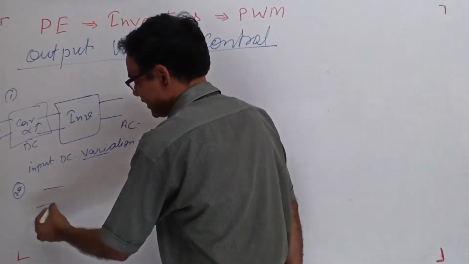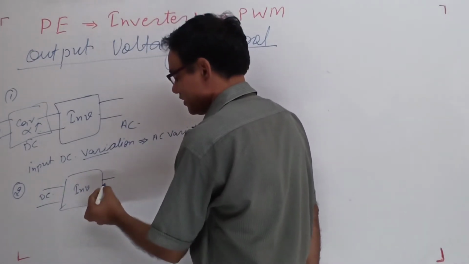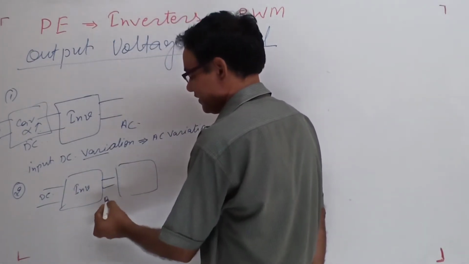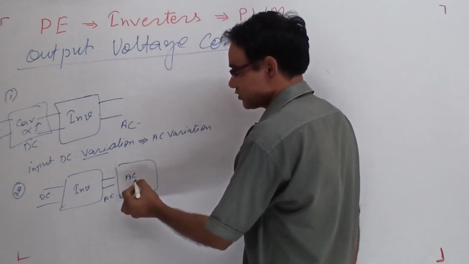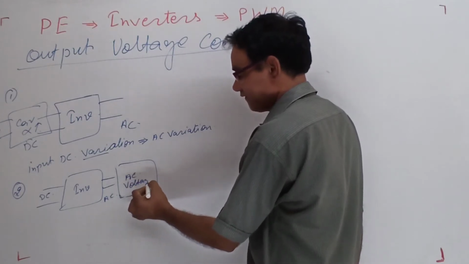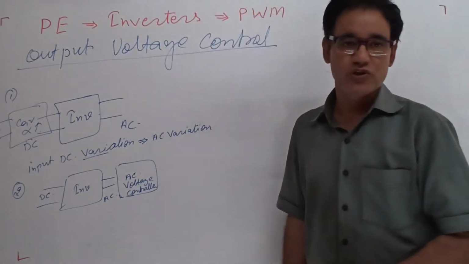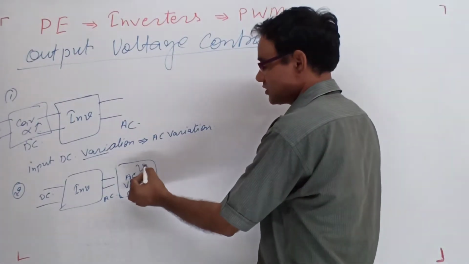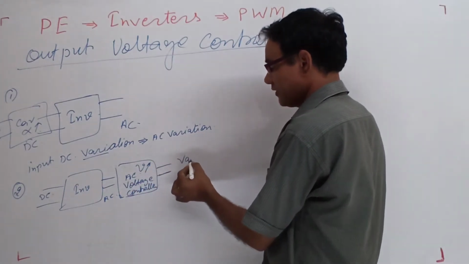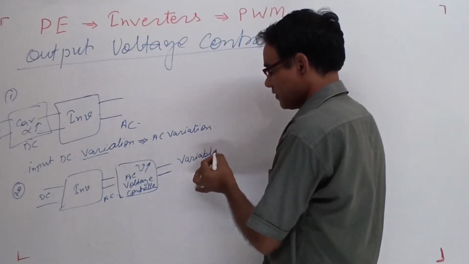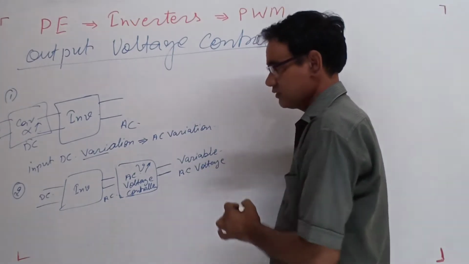you know, this takes the DC, it is fed to the inverter and it gives the AC, and that AC is controlled by using an AC voltage controller. So here the voltage controllers, so here the output voltage is variable AC voltage. Okay.